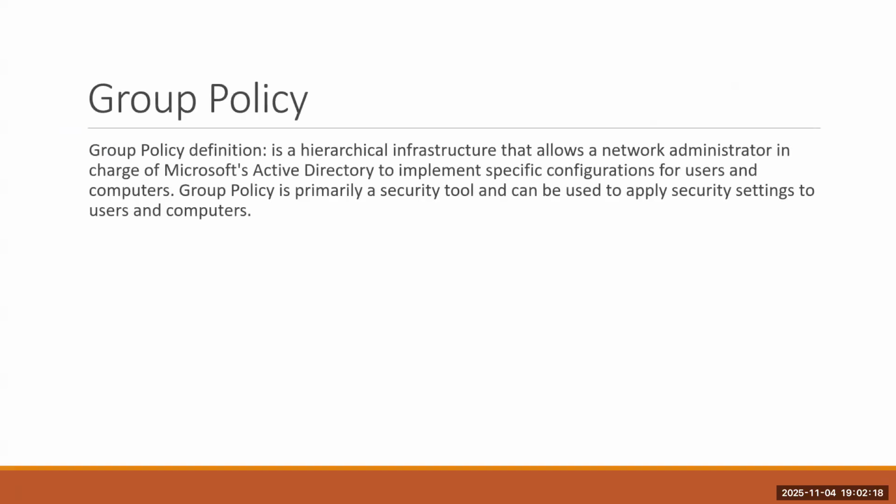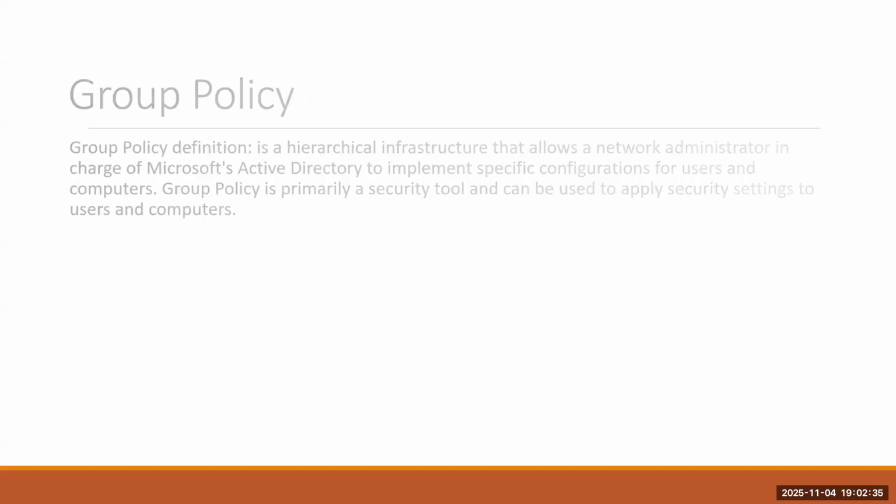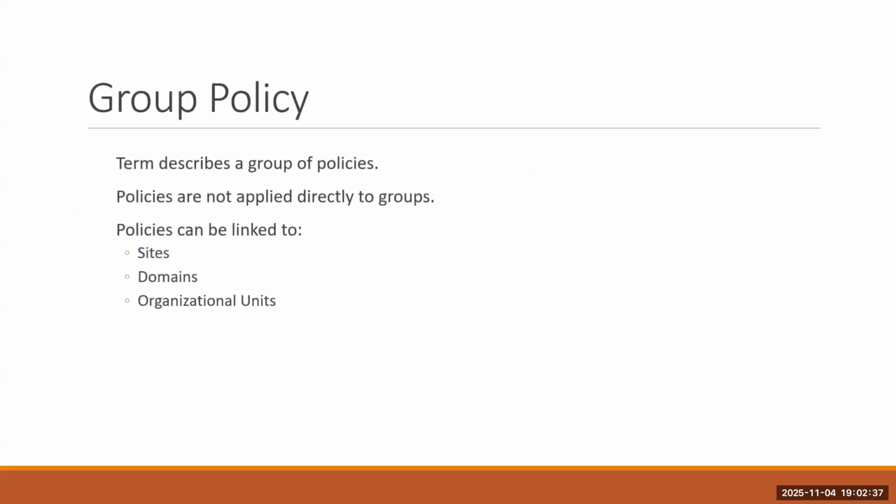We talk about group policies and this stuff. Group policy definition: it's a hierarchical infrastructure that allows a network administrator, which would be you guys and me, in charge of Microsoft Active Directory to implement specific configurations for users and computers. Group policy is primarily a security tool and can be used to apply security settings to users and computers. So the best thing I'll tell you about group policy is this: it's what you can use to just restrict things.